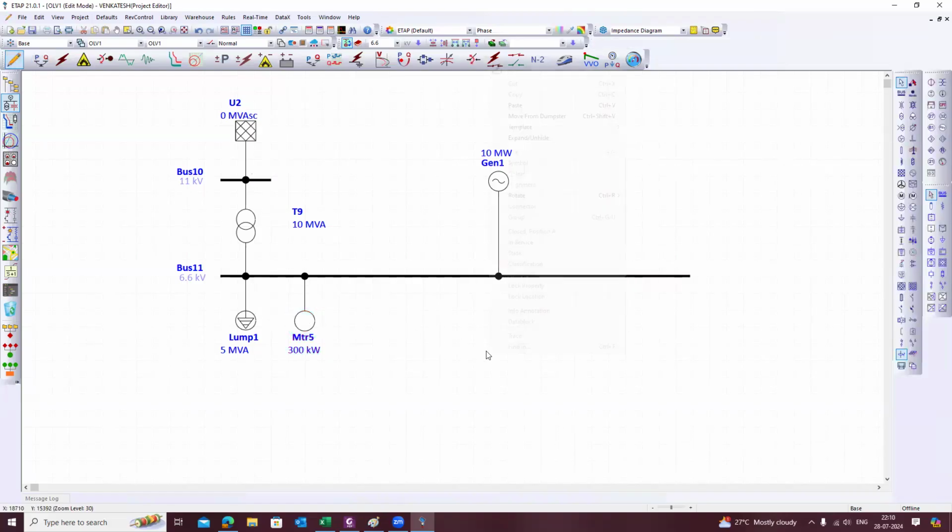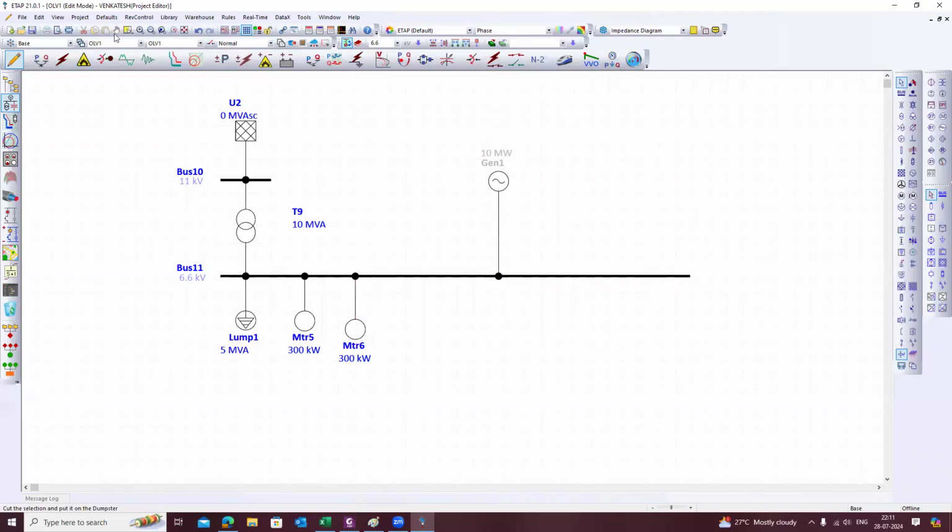Let's suppose this is the motor. Suppose there is a 5 MVA load already connected in this bus, and 300 MVA load is already feeding. I'm switching off this one. And suppose I want to start this motor.